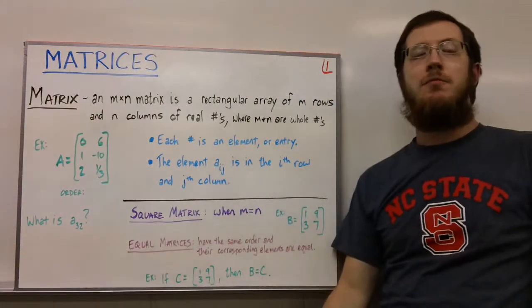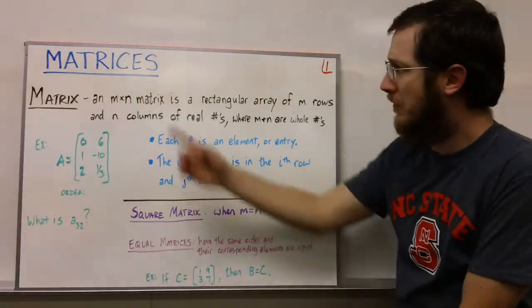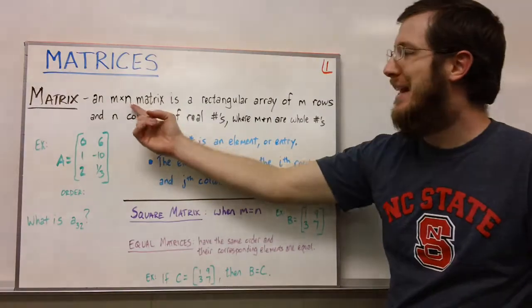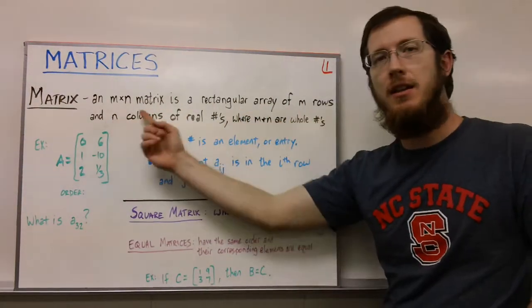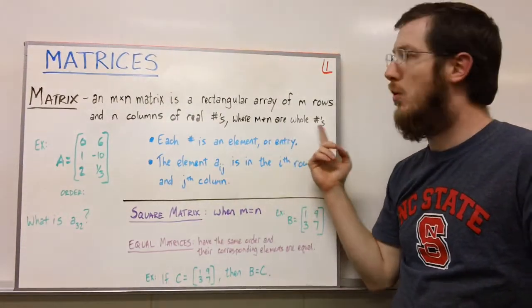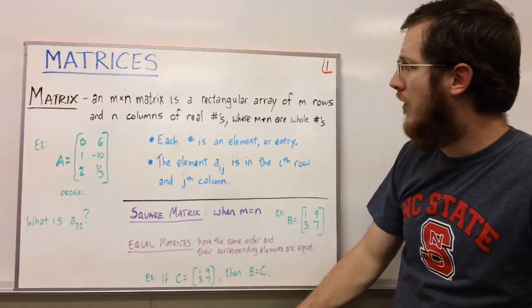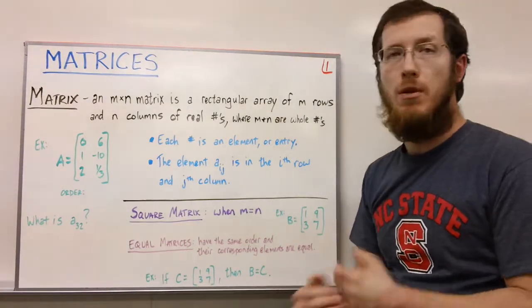In this lesson, we're going to talk about matrices. So what is a matrix? An m by n matrix is a rectangular array of m rows and n columns of real numbers, where m and n are whole numbers. So it's a rectangular way to organize data.